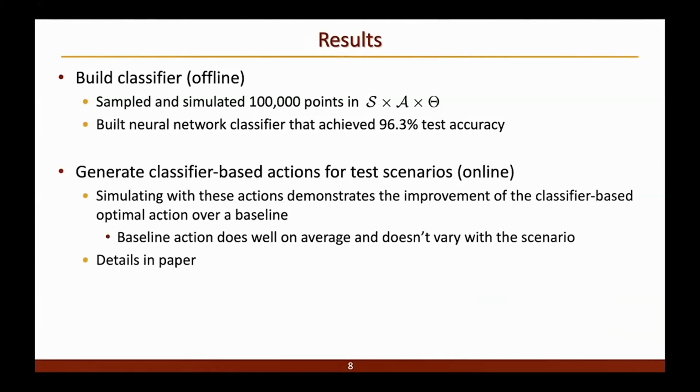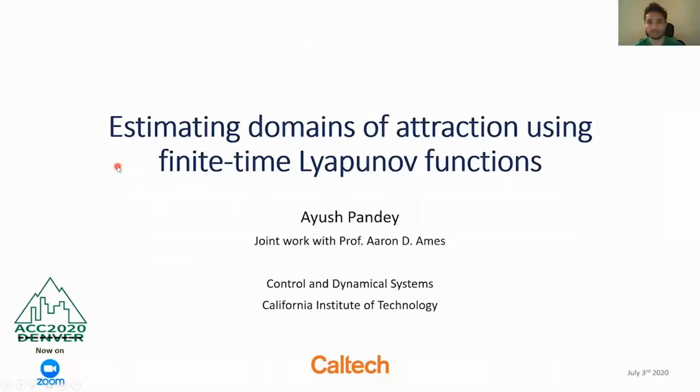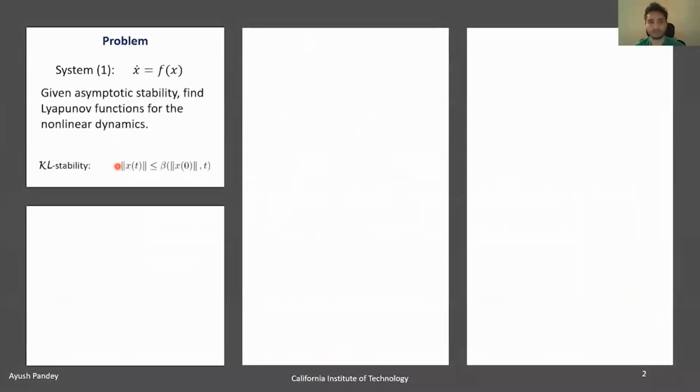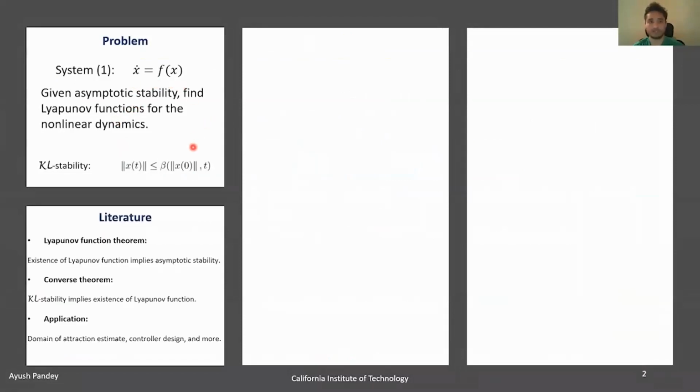Thank you. Today, I will be talking about estimating domains of attraction using finite time Lyapunov functions. In particular, we are interested in solving the problem of finding Lyapunov functions given asymptotic stability for a nonlinear dynamics x dot equals f(x). In particular, we are interested in constructive algorithms that can help us in finding domain of attraction estimates and controller design.